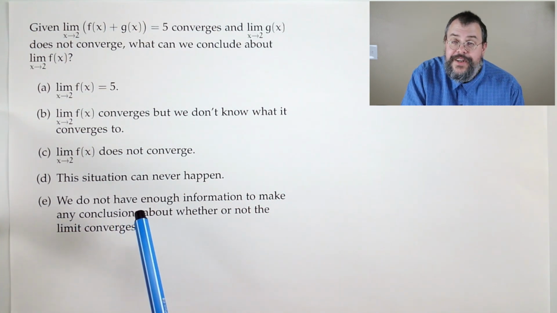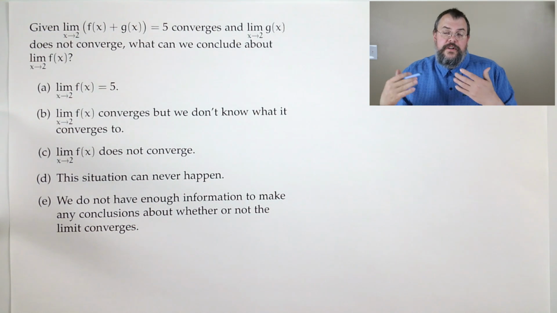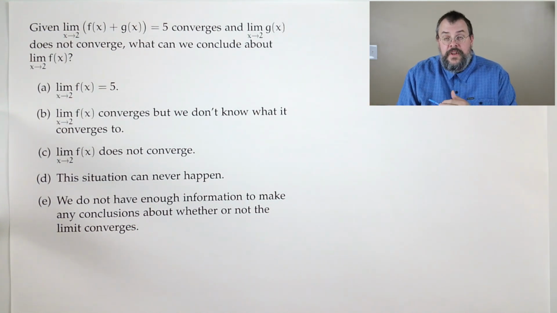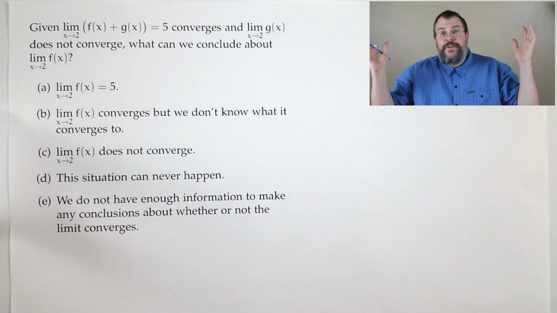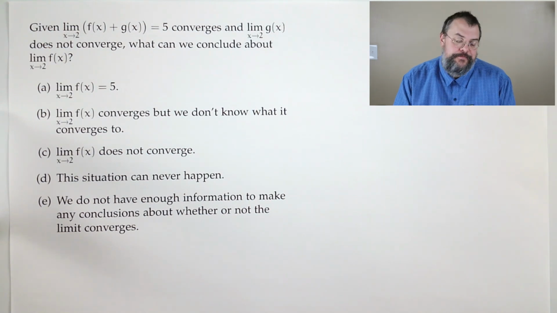Maybe it's a situation that can never happen. All right, well, maybe it's impossible for the sum to converge, but one of the individual pieces to not converge. And the last thing is, we don't know. We don't have enough information to make any conclusions. Really, it's kind of like a none of the above.